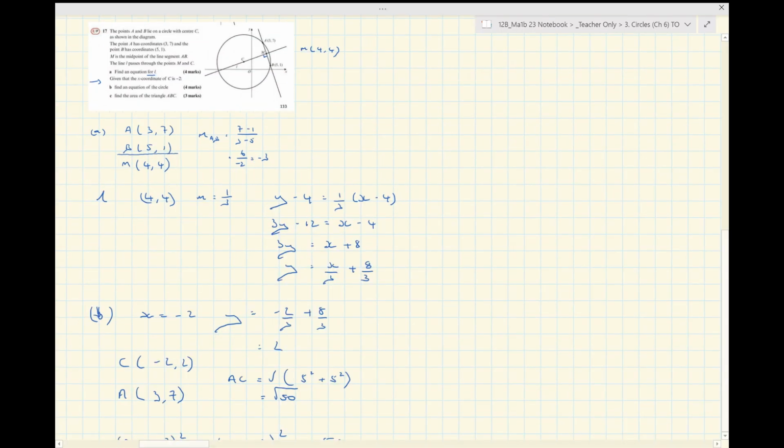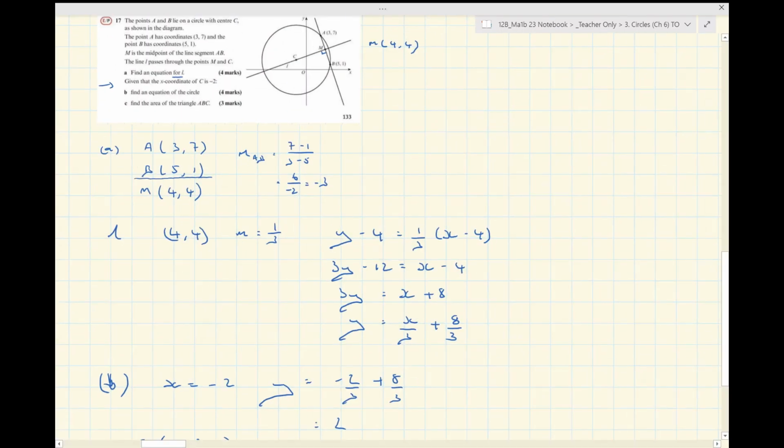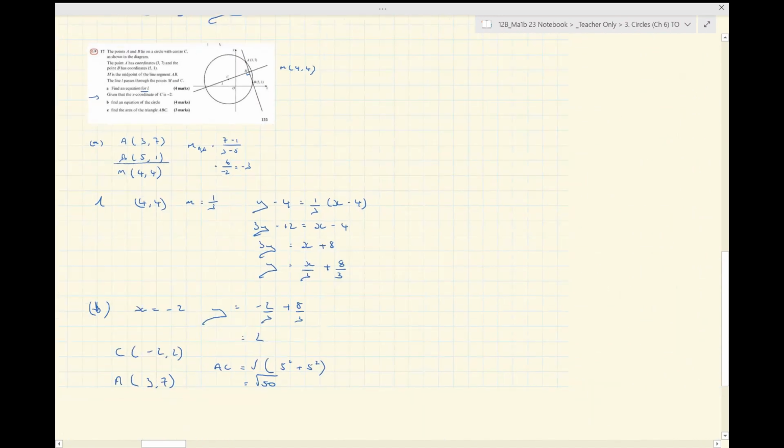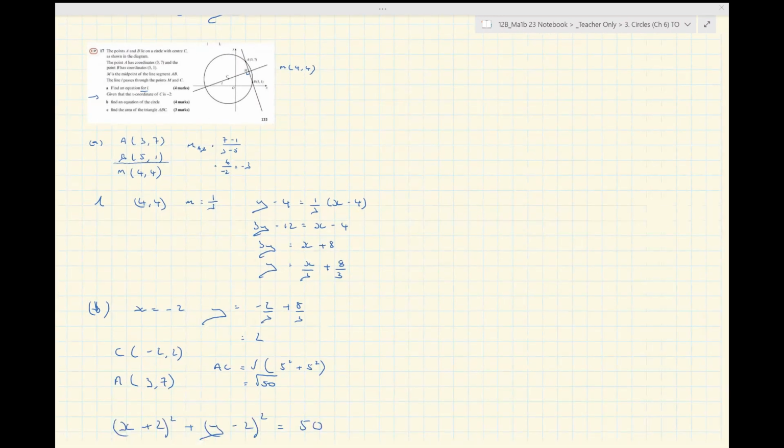Part C, find the area of triangle ABC. Right, well, let's have a look at triangle ABC. I'm going to do part C up here. So I'm going to start by drawing the triangle ABC. ABC, there we go. Now, what do I know about the triangle ABC? Well, AC is the radius of that circle.